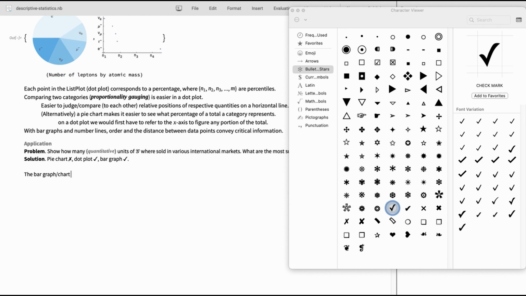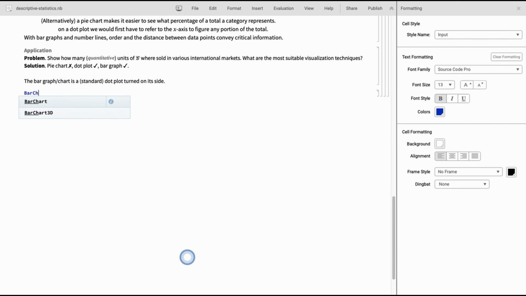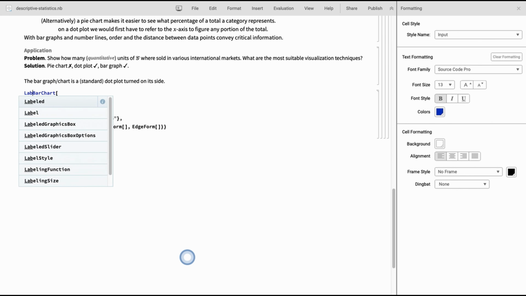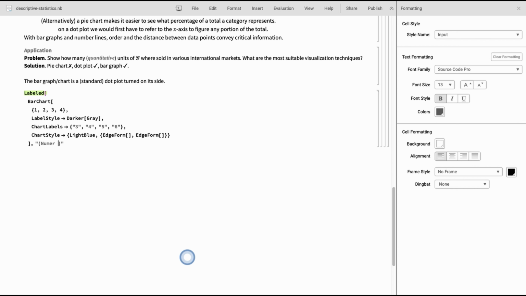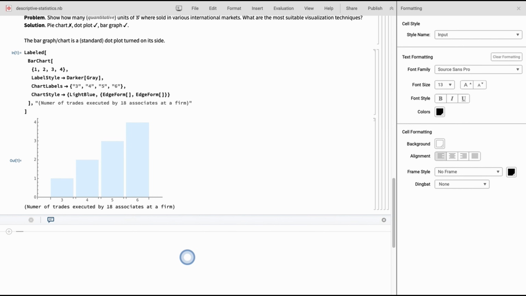And certainly one of the critical takeaways is that the bar graph or chart is essentially a dot plot turned on its side. Okay, let's work out a quick example of a bar graph. Suppose we wanted to collect the number of trades executed by 18 associates of, let's say, a proprietary trading firm or something. Okay, Mathematica allows us to do that in just a couple of lines of code. Very good.